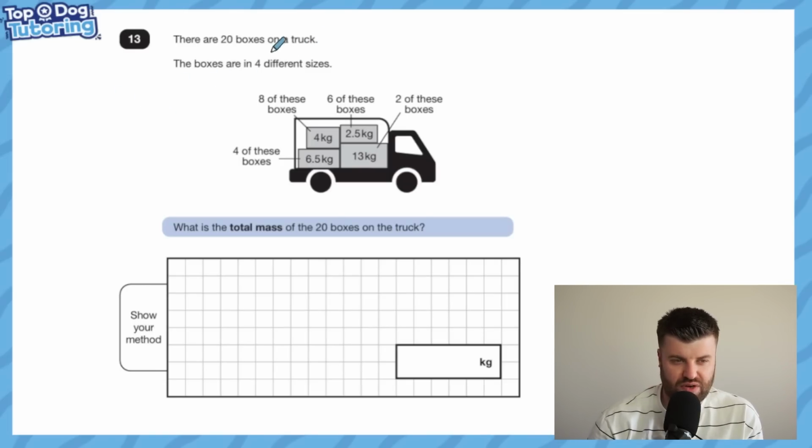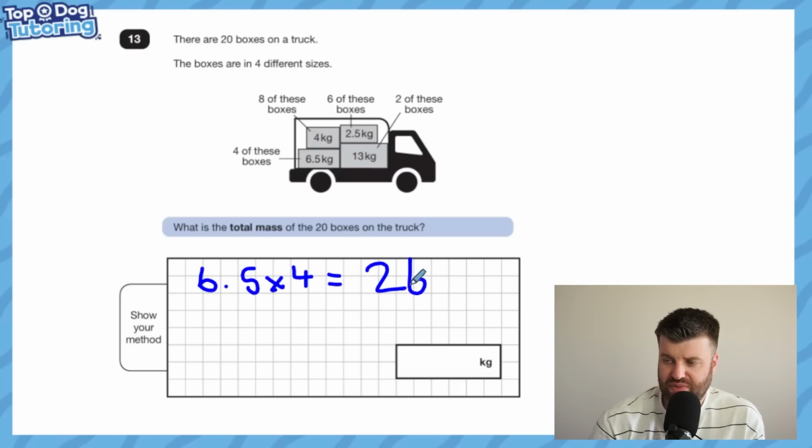There are 20 boxes on a truck, and they are in 4 different sizes. 4 of them, 8 of them, 6 of them, and 2 of those. What is the total mass of the 20 boxes on the truck? So here again, 4 boxes, that's 6.5. We just do 6.5 times 4. 6.5 times 4 is 26.